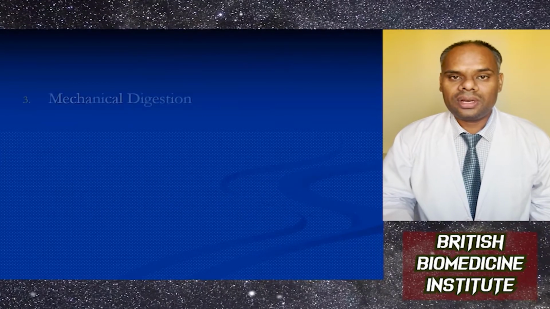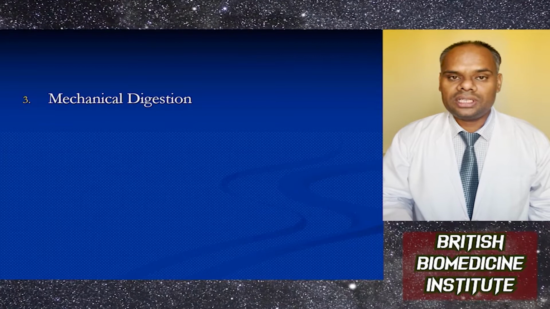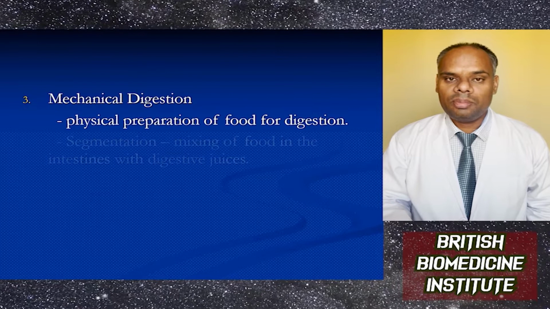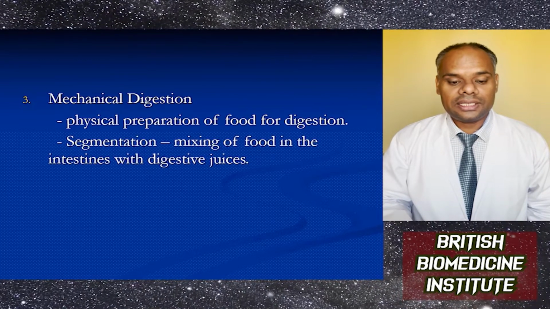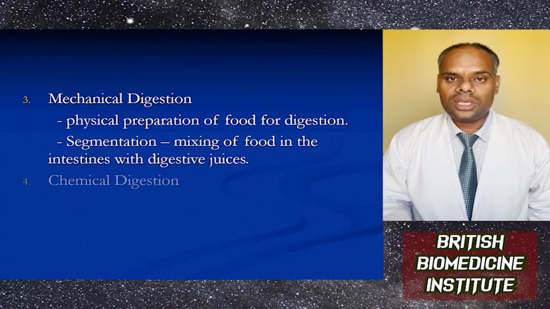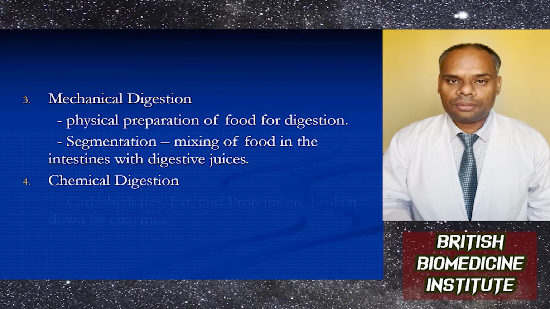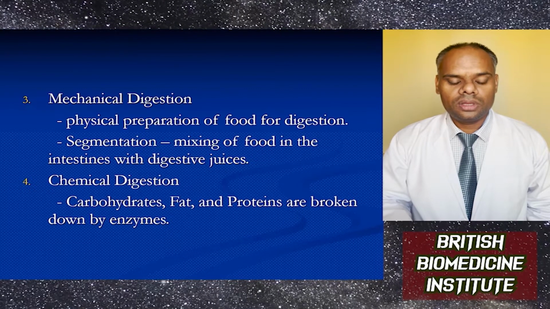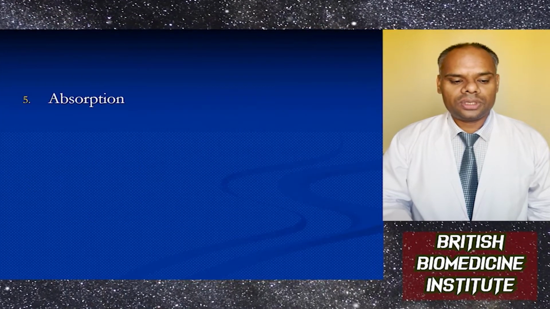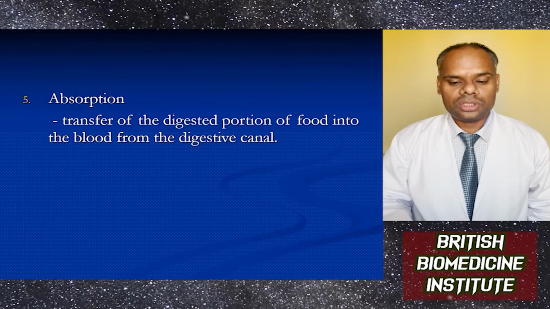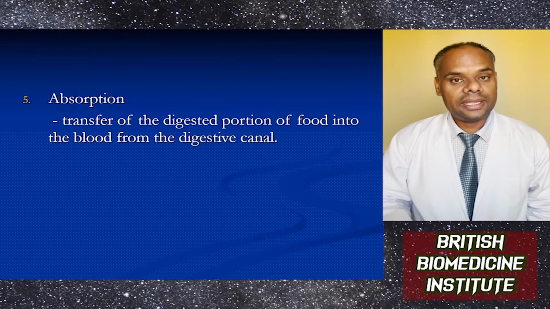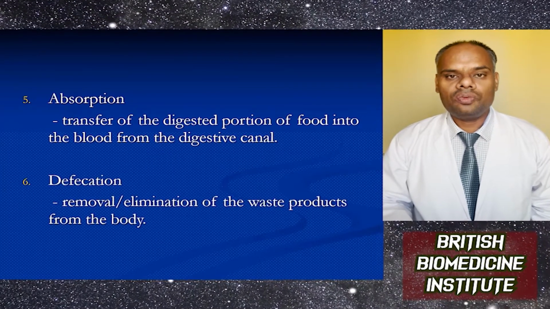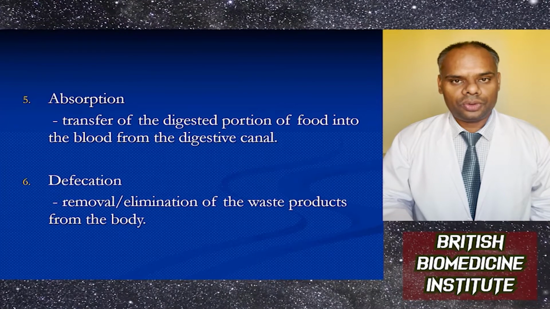The third one is your mechanical digestion, which is a physical preparation of food for digestion. Segmentation is the mixing of food in the intestine with digestive juices. Fourth is your chemical digestion, where carbohydrates, fats and proteins are broken down by various enzymes. Fifth is your absorption, the transfer of digested portions of food into the blood from the digestive canal. And defecation is the sixth point, where waste material is removed by the body.